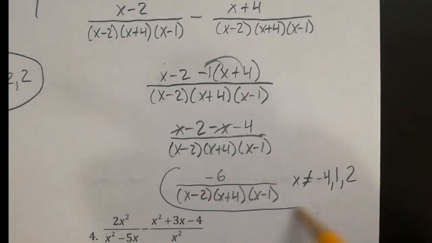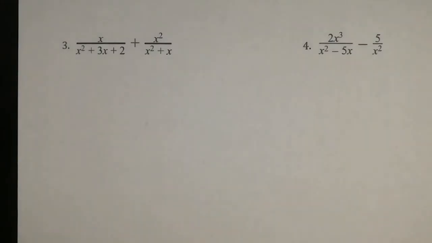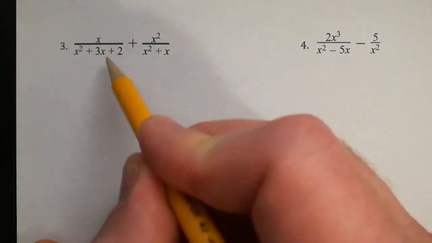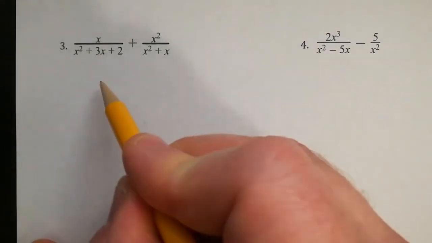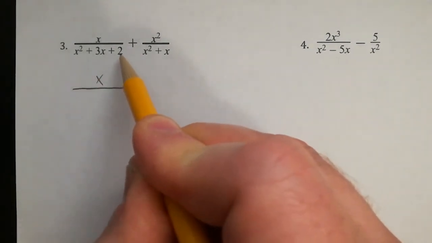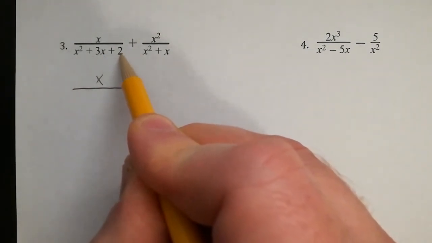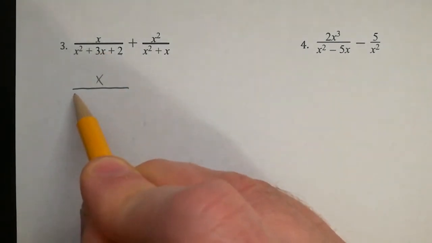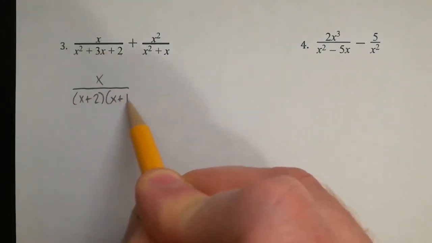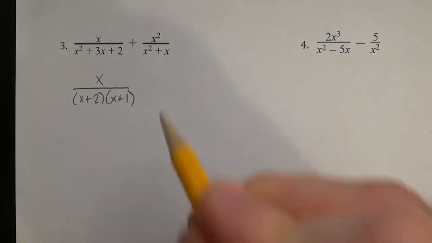There we go. Okay. All right, let's do number 3 together also. This one's a little bit different. So again, you want to factor those denominators. So let's see, this is a trinomial, so we're looking for two numbers that multiply to 2, add to 3. Well, that'd be 2 and 1. So we get x plus 2 times x plus 1.